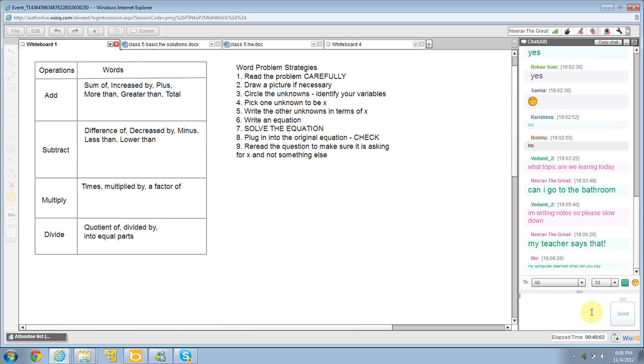So basically, I'm just going over these words that you're going to be finding in word problems. There are certain keywords you need to look for in order to know what equation to make.